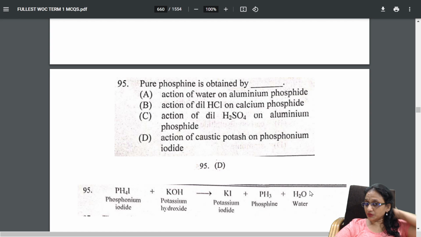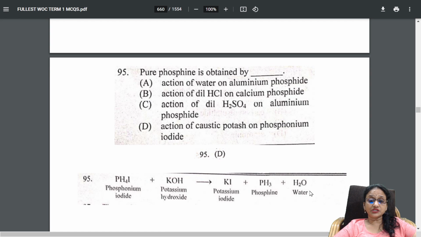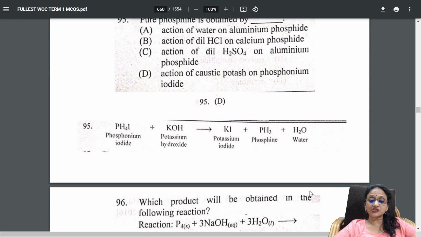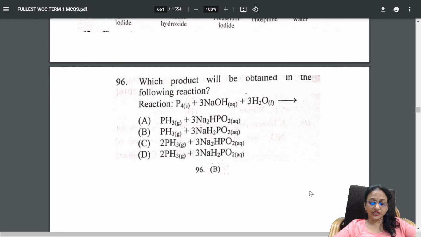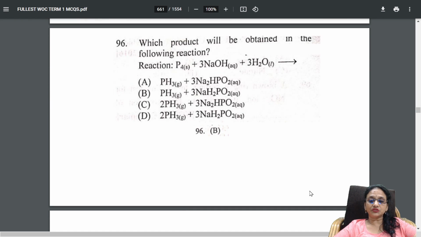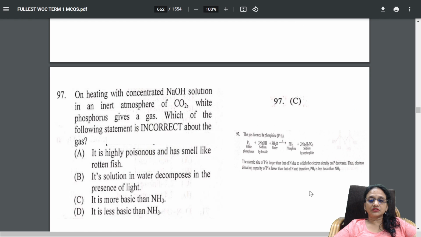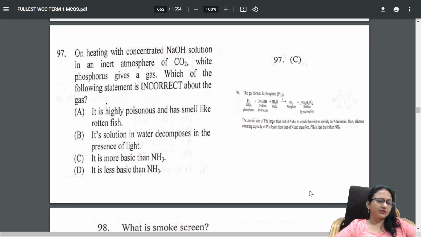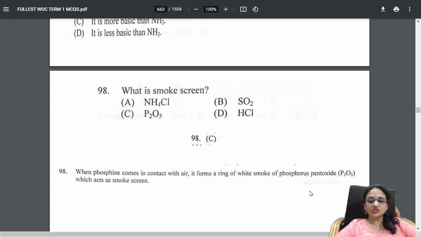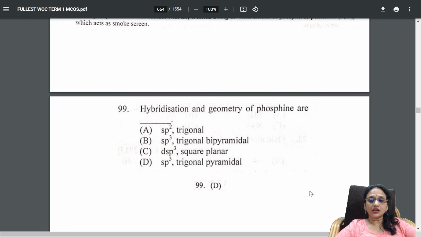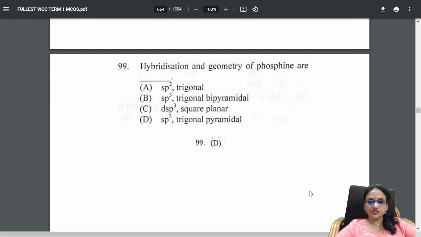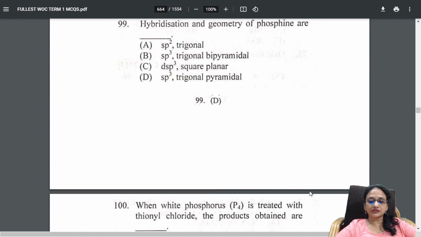Preparation of phosphine is very important for grade 12 students, state board students. Further, the reactions of phosphine and reactions of phosphorus are also important for you all. I said compulsory in inorganic chemistry: incorrect and correct statements are very important, students. You should learn this. What a smoke screen is, is one concept of phosphine. Hybridization of phosphine is asked.